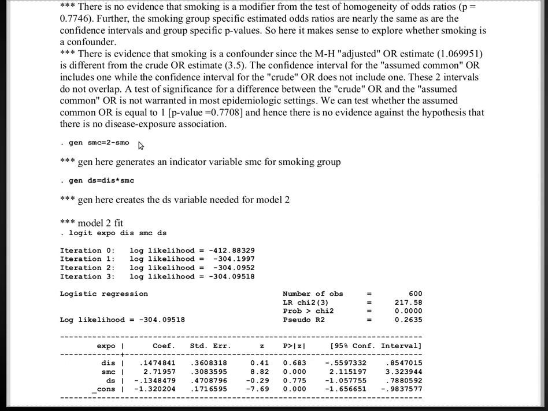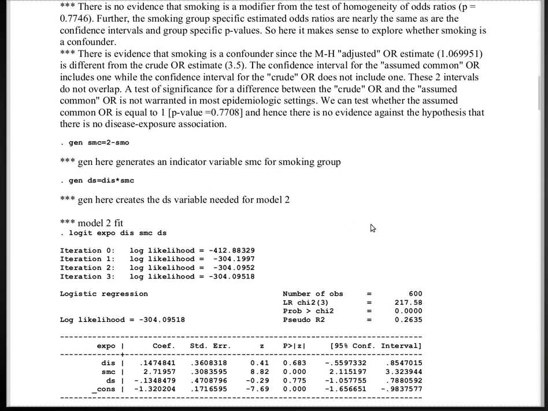Okay. Then we need that somewhat intimidating and rather mysterious term, which is the product of the disease indicator, DIS, and the smoking indicator. Again, that product may seem a little bit intimidating or mysterious, but its value is in the interpretation of the regression coefficients we get from a model that includes that product of D times S.